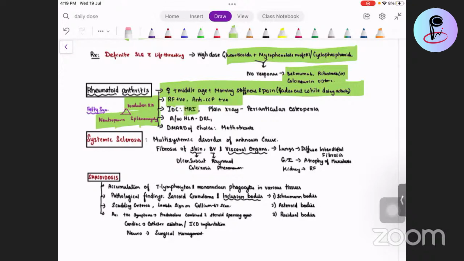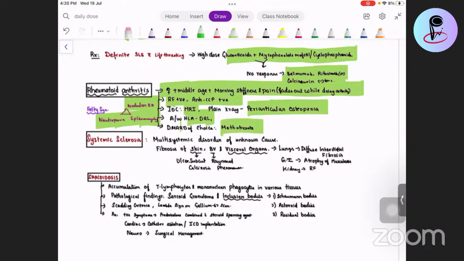Investigation of choice is MRI. Plain X-ray shows periarticular osteopenia. Associated with HLA-DR1, and DMARD of choice is methotrexate.